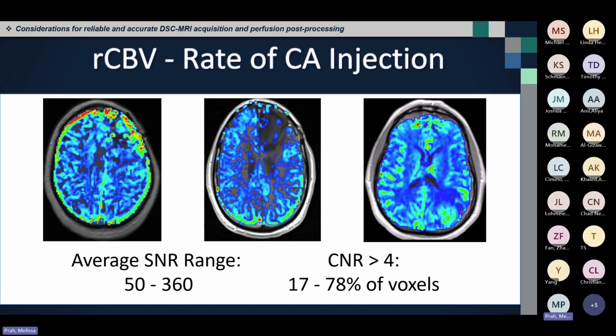So as we can see here, with inconsistent, delayed, or irregular contrast agent injections, the image quality can vary quite a bit based on the shape of the DSC signal profiles. So you can see here 17 to 78% of voxels had good quality in these three images. But this is also reflected in the visual aspect of the rCBV. You can tell these two were the poor quality images, and this one was not.